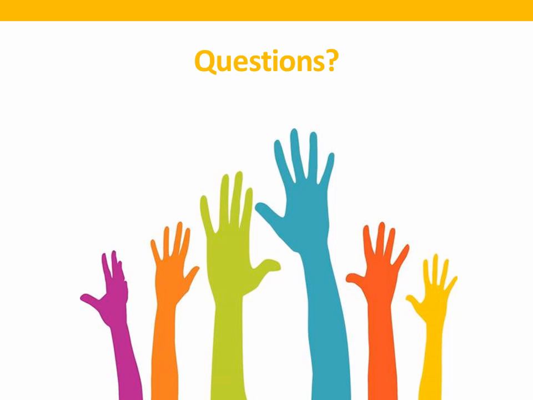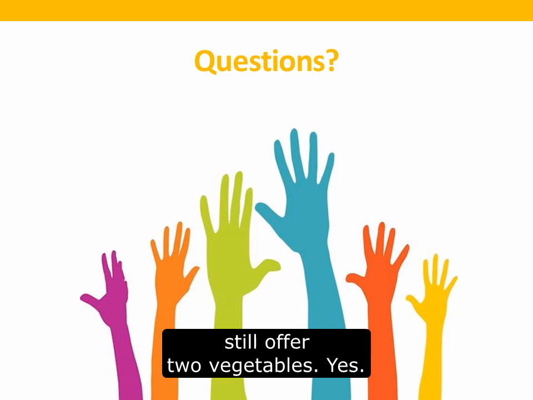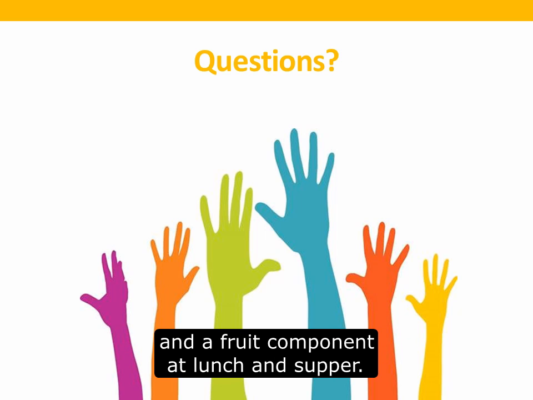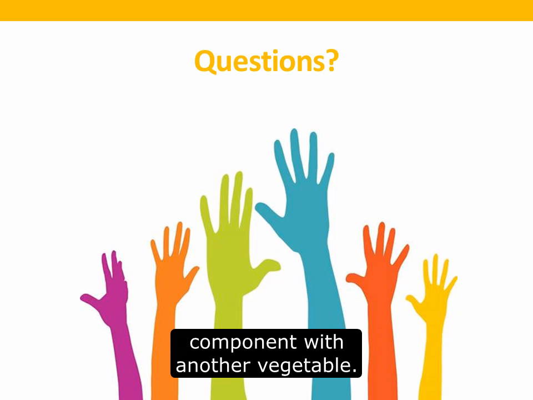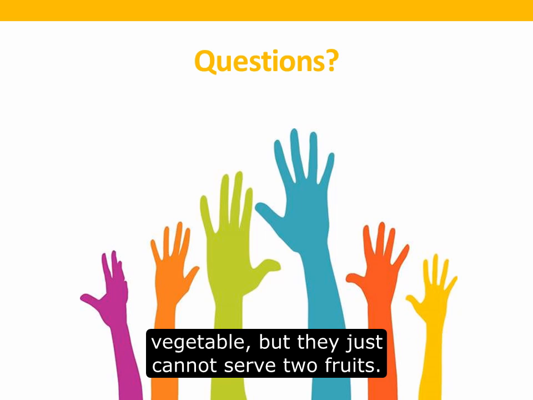Someone has asked us to clarify a little bit about the separation of the vegetable and fruit component, but centers can still offer 2 vegetables. Yes, so the meal pattern shows that there's a vegetable component and a fruit component at lunch and supper. A center or daycare home can choose to substitute the fruit component with another vegetable. So they can serve 2 vegetables at lunch or a fruit and a vegetable, but they just cannot serve 2 fruits.